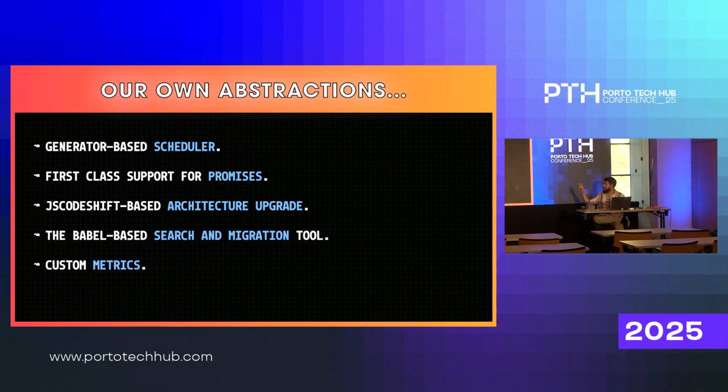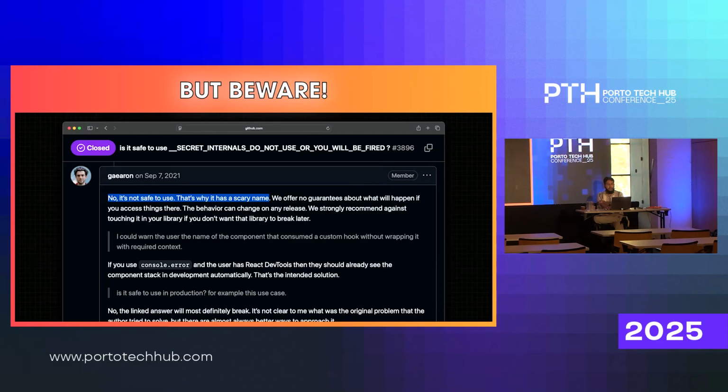There's two examples, JS Code Shift and Babel, I didn't get to explore. They were static analysis and would take 1 hour to talk about them. And also custom metrics. So sometimes we can come up with creative abstractions to address very specific problems.